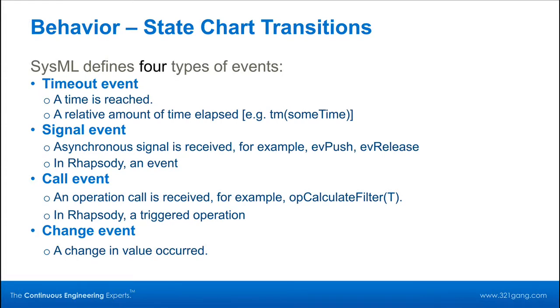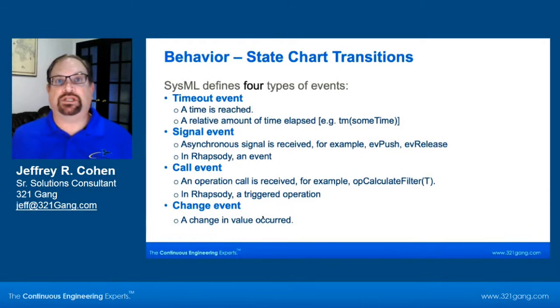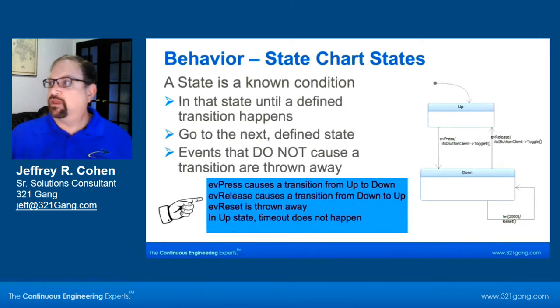In SysML, we define 4 types of events: a timeout event, a signal event, a call event, and a change event. A timeout event just comes from a timer. It happens when a time is reached or when a relative amount of time has elapsed. In our previous example, our timeout was right here. So in 2 seconds, this is in milliseconds, we'll transition out of the down state, perform our reset, and then transition into the down state.